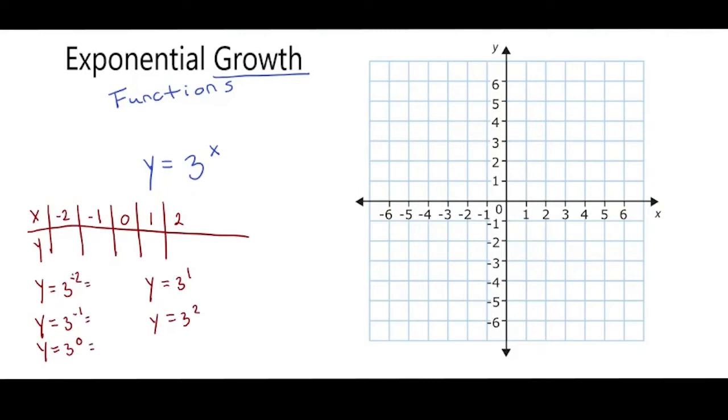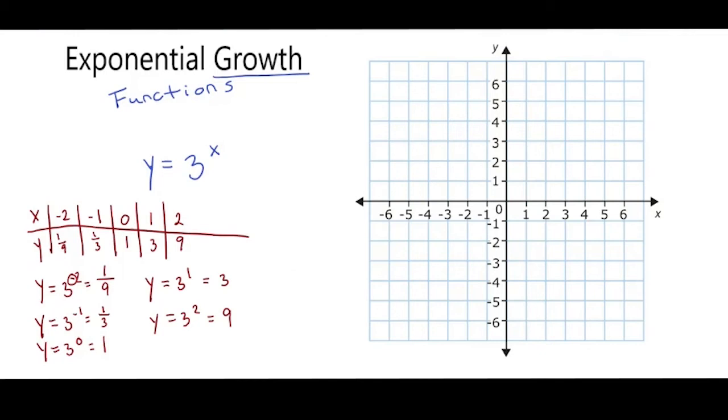Remember that a negative exponent here is going to make this a fraction with a 3 squared on the bottom, and 3 squared is 9. For 3 to the negative first power, that's 1 over 3. 3 to the 0 power, remember any number raised to the 0 power is 1. 3 to the first power is 3, and 3 squared, which is 3 times 3, is 9. So my y values are 1/9, 1/3, 1, 3, and 9.